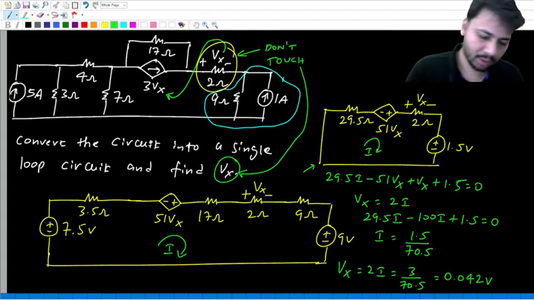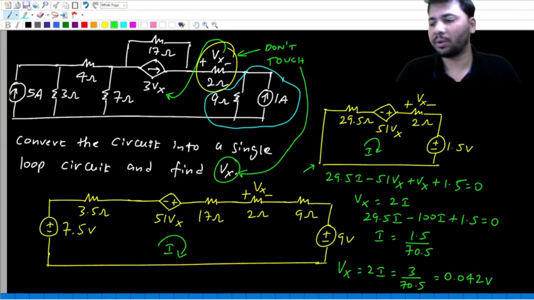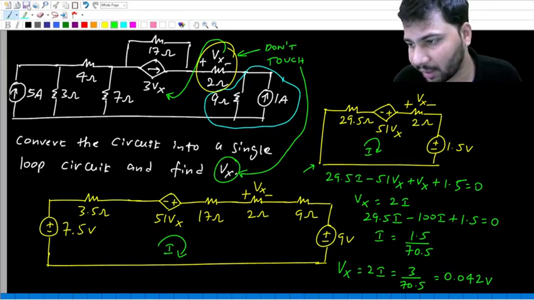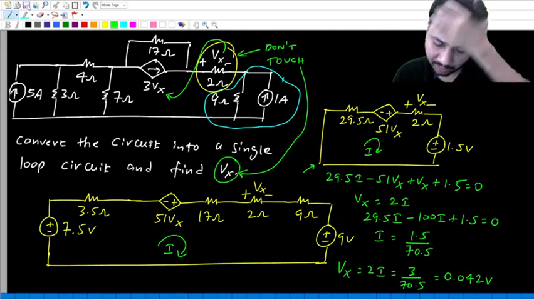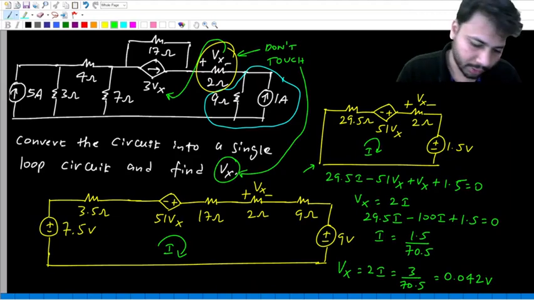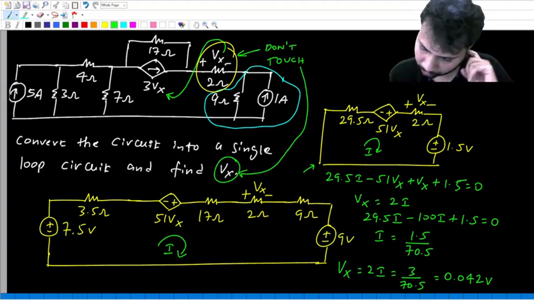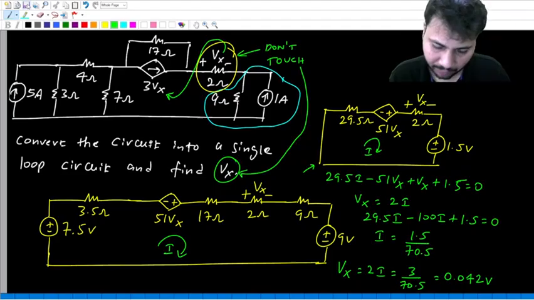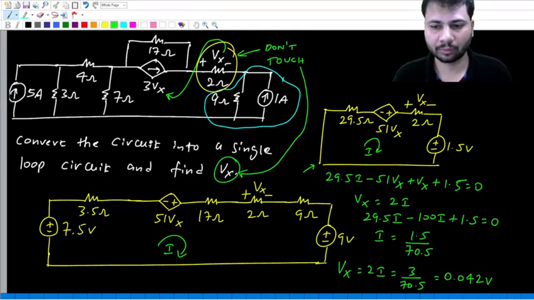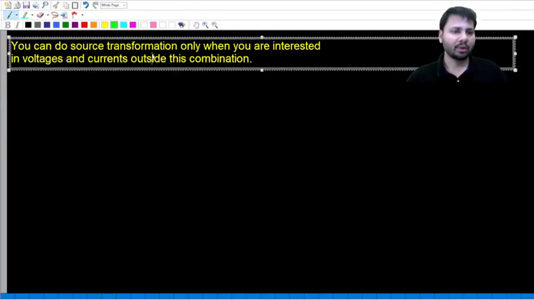So this is how we can use source transformation to make our life easier. Here, because I am explaining the analysis, it is taking this much time. Otherwise, it won't take that much time. So that is the value of Vx. So you can do source transformation when you are interested in voltage and currents outside this combination.